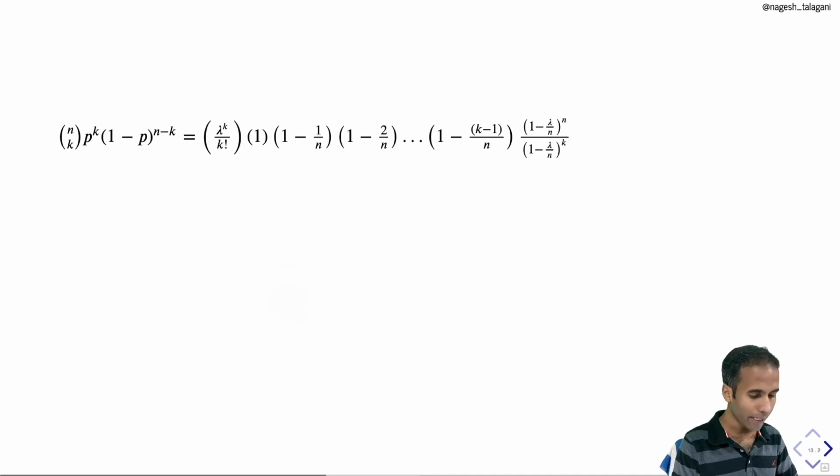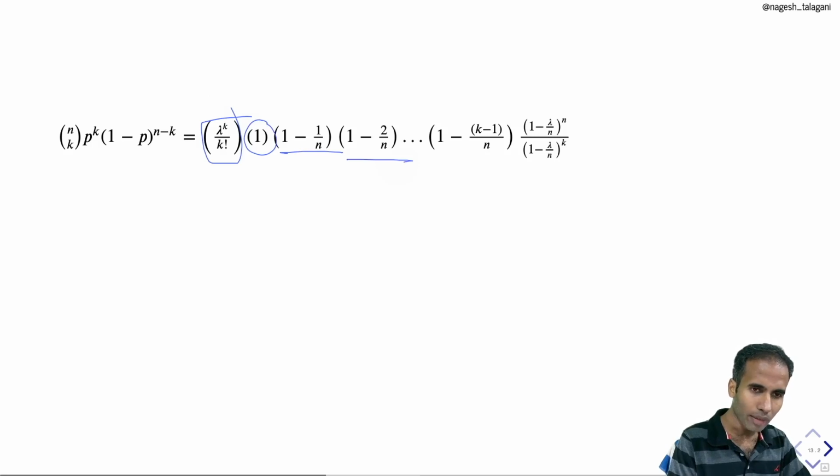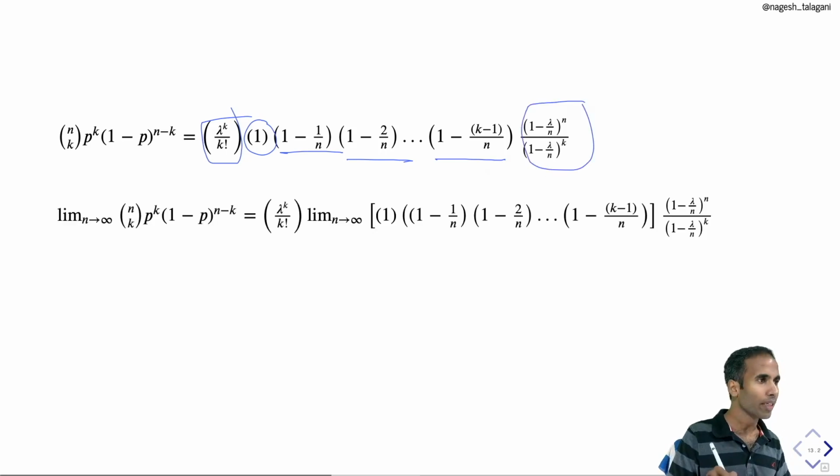So this binomial PMF is going to be lambda to the power of k by k factorial, times: n by n is 1, n minus 1 by n is 1 minus 1 by n, n minus 2 by n is 1 minus 2 by n, and so on, n minus of k minus 1 by n is 1 minus of k minus 1 by n. So this is as it is. Now let us take the limit on both sides as n goes to infinity.